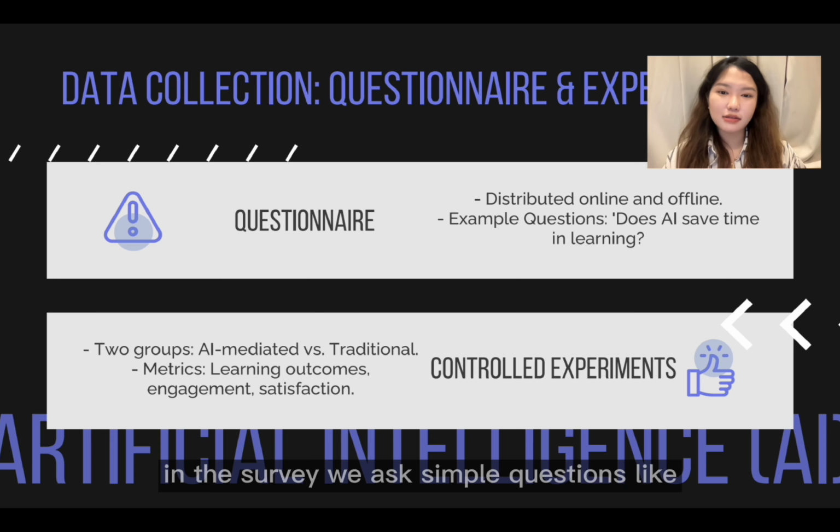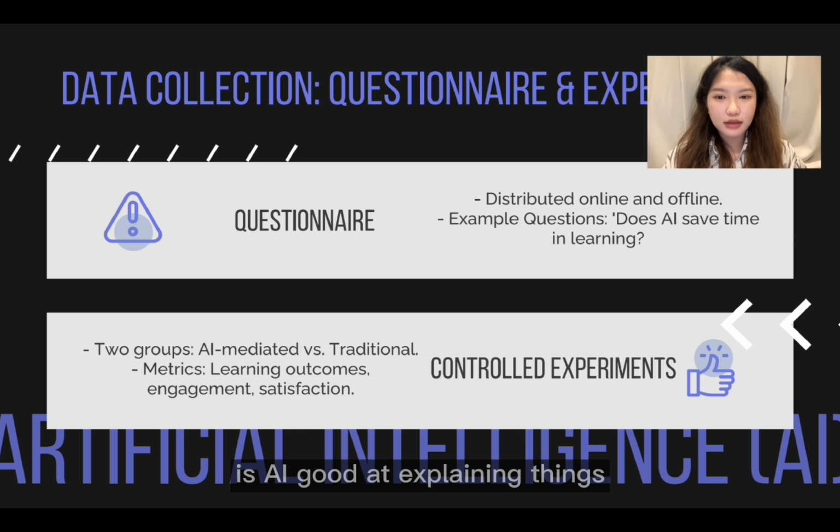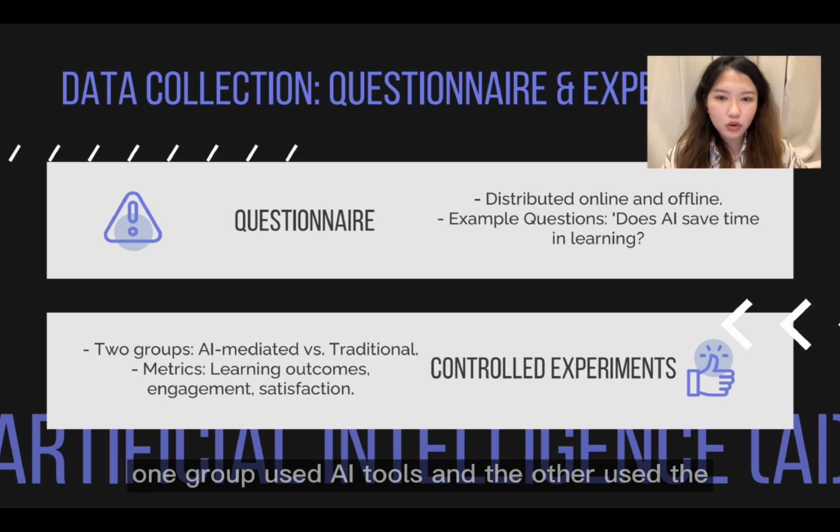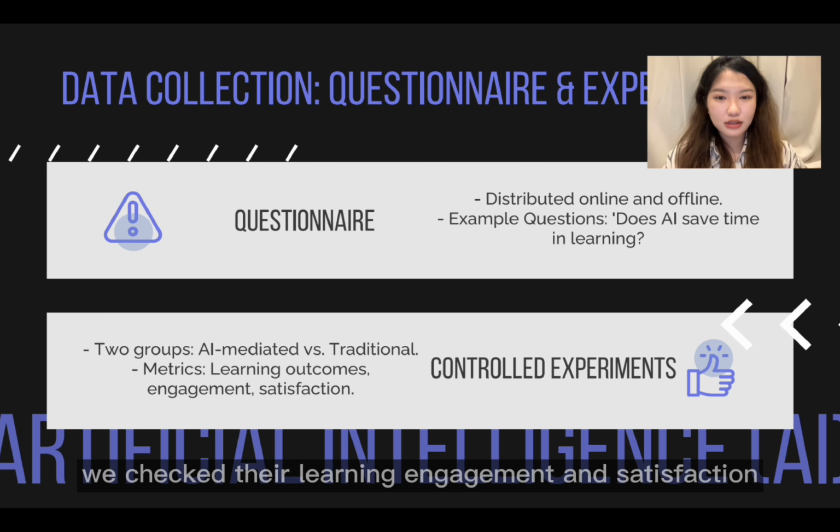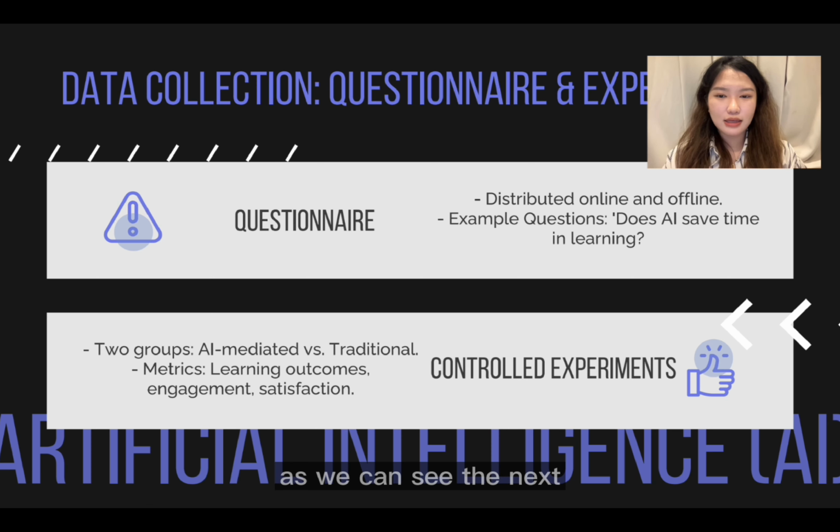In the survey, we ask simple questions like, does AI make learning faster? Is AI good at explaining things? For experiments, we split people into two groups. One group used AI tools and the other used the traditional methods. We checked their learning, engagement, and satisfaction.